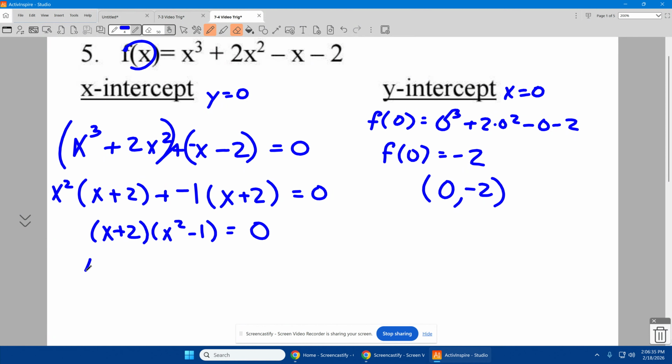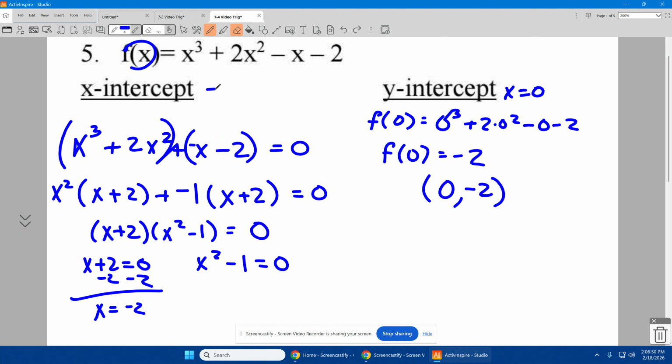So I'm going to set the x plus 2 equal to 0 and solve it, and set the x squared minus 1 equal to 0 and solve it. Here I subtract 2 from both sides. Happens when x is negative 2. So I know one of them is negative 2, 0.